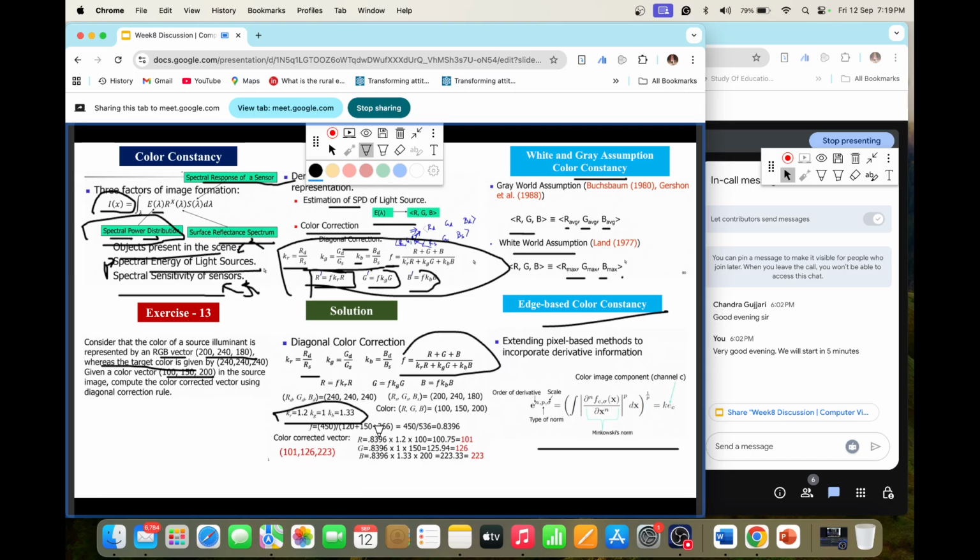So R dash can be given by KR into F, that is KR into this F value, that is 0.8396, into this R. And this G dash is given by KG into F into this G. Similarly, KB into F into B. So by that we can get the R dash, G dash, and B dash values. So this is the thing.